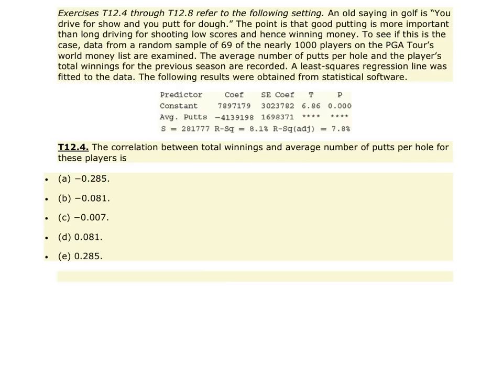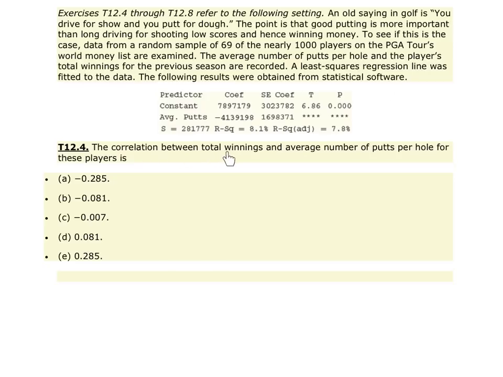For the next 4 problems, let's use this scenario. An old saying in golf is, you drive for show and you putt for dough. The point is that good putting is more important than long driving for shooting low scores and hence winning money. To see if this is the case, data from a random sample of 69 of the nearly 1,000 players in the PGA Tour's World Money List are examined. The average number of putts per hole and the players' total winnings for the previous season are recorded. The least squares regression line was fitted to the data. The following results were obtained from statistical software.